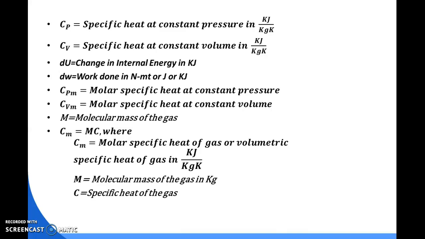Cpm is the molar specific heat at constant pressure. Cvm is the molar specific heat at constant volume. M is the molecular mass of the gas. Cm is equal to capital M into C, where Cm is the molar specific heat of the gas or volumetric specific heat of the gas in kilojoule per kg Kelvin.